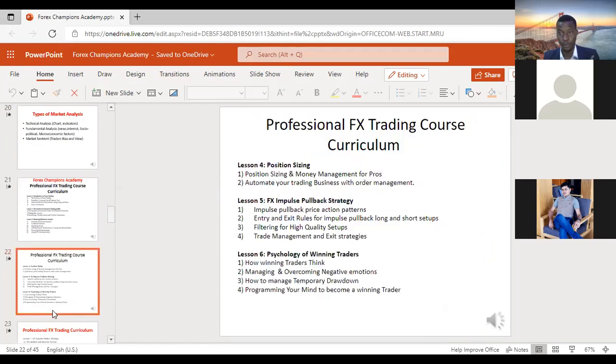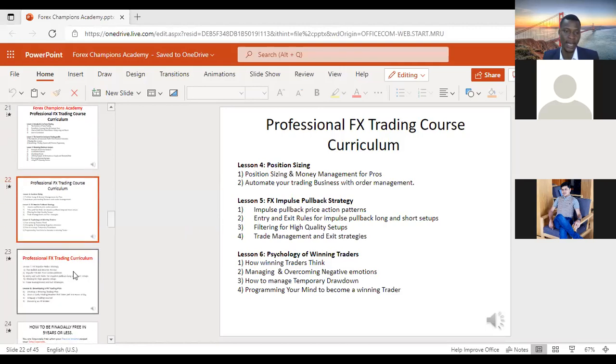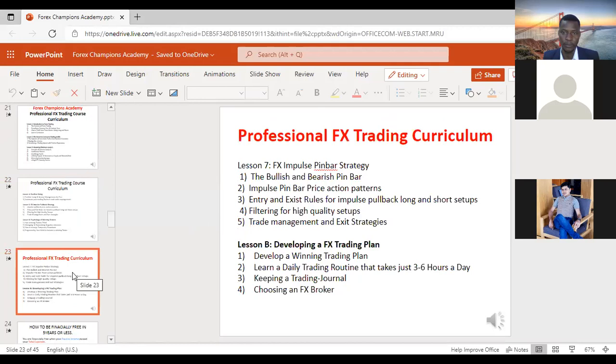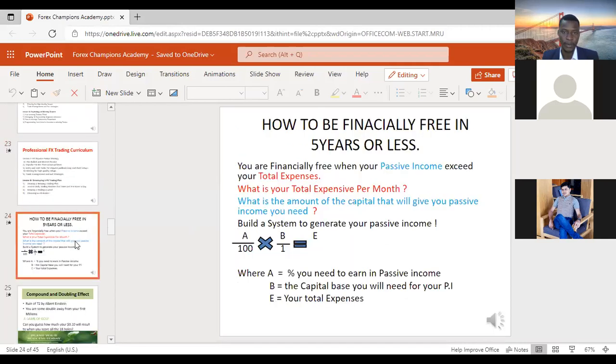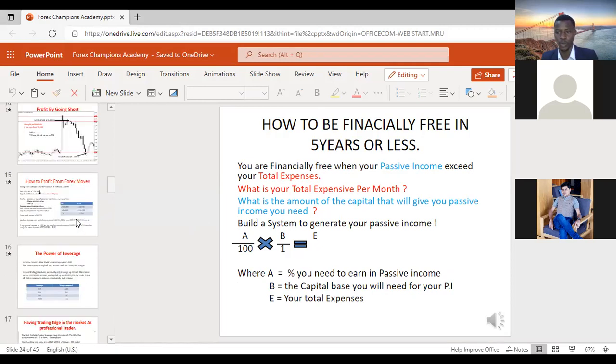We will then put you through to the professional course. If you want the details in the professional course, we go deeper, but we won't be doing that today, because Forex trading is wide. We won't be doing position sizing, impulse and pullback, or the psychology of trading. These are covered when you come for the professional course, where we get the professional FX trading curriculum. We'll look at that, and probably stop there. Then we can go into maybe financial freedom, but that's another topic for another day. So these are what we're going to go through.